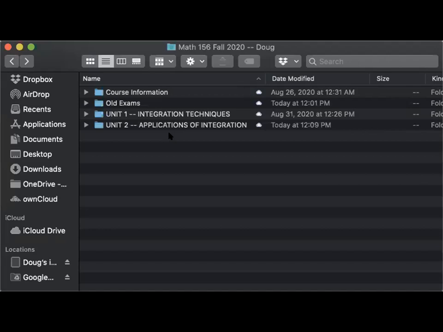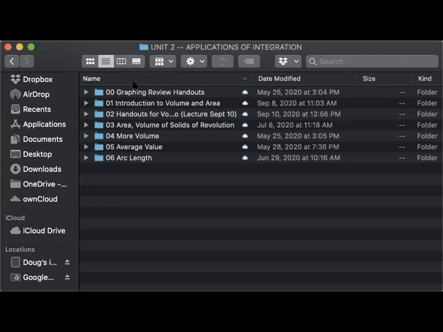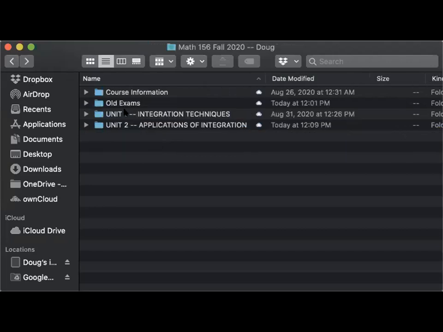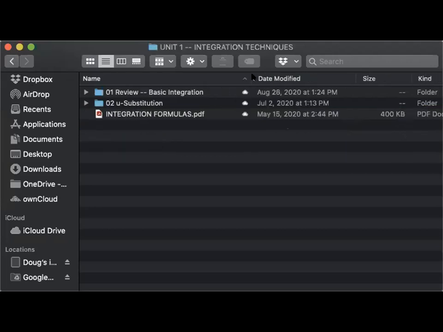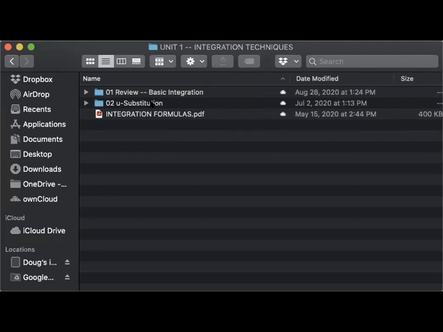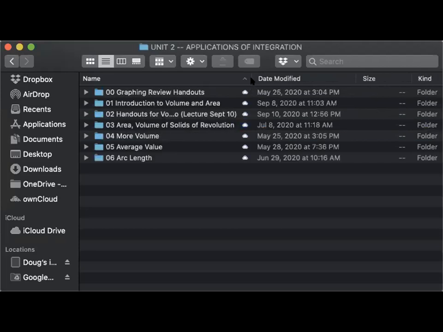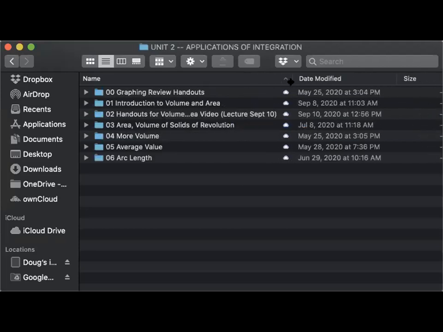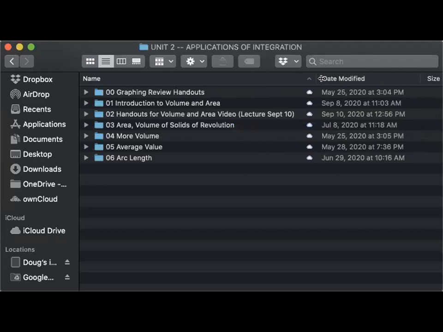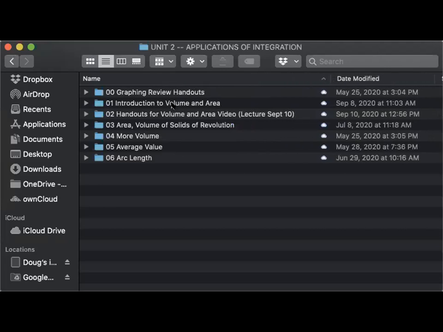You do have your first test on Thursday. The exam is basically going to cover Unit 1 that we've covered so far, which is basic integration and U substitution. That's what we started with. And then it's going to cover most of Unit 2. Unit 2 is applications of integrals. You have the graphing review, which was completely optional. And then you've got volume and area that we've been covering a ton.